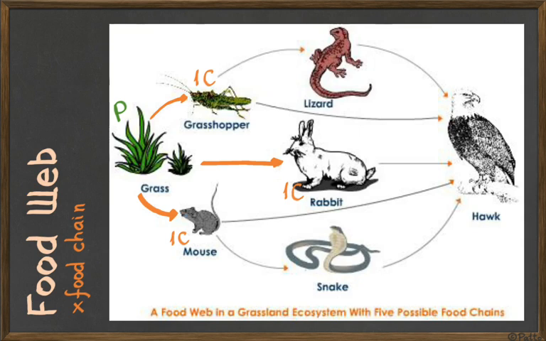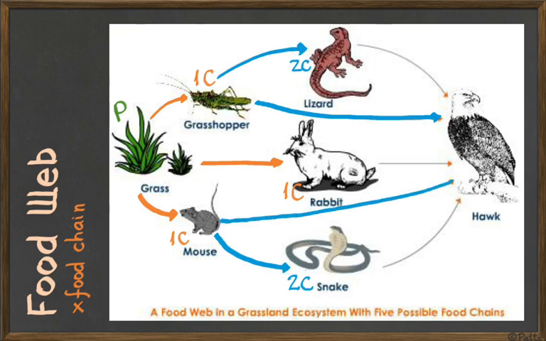Then the grasshopper is feeding the lizard, so the lizard is a secondary consumer. The mouse is feeding the snake, so the snake is a secondary consumer. And the grasshopper and the mouse and the rabbit, they are all feeding the hawk. So the hawk is also a secondary consumer. However, the lizard, which is a secondary consumer, is also feeding the hawk. And the snake, which is a secondary consumer, is also feeding the hawk. So the hawk is actually also a tertiary consumer. So the hawk, in this example, is at the same time a secondary and a tertiary consumer.